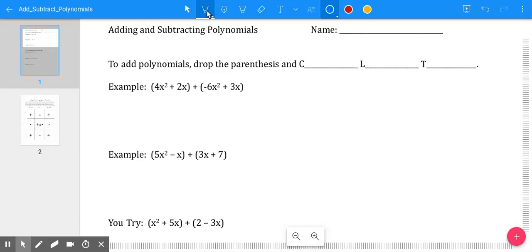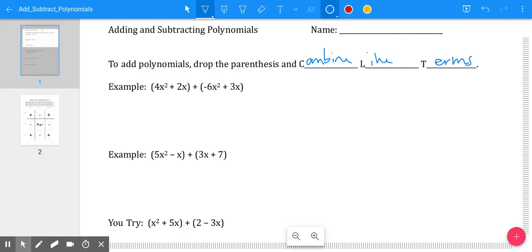This lesson is about adding and subtracting polynomials. So first we'll start with addition, and our directions here say to add polynomials, all you have to do is drop the parentheses, and the CLT here stands for combine like terms.